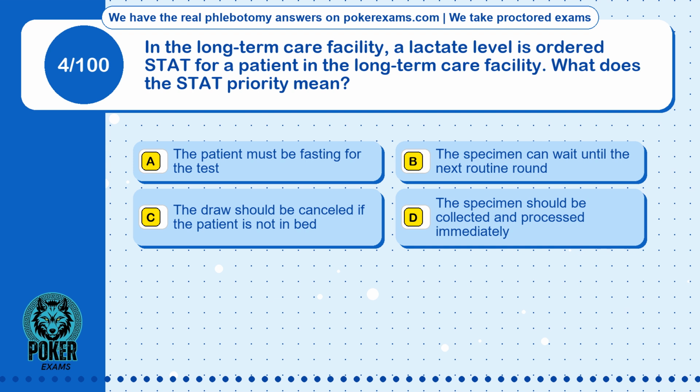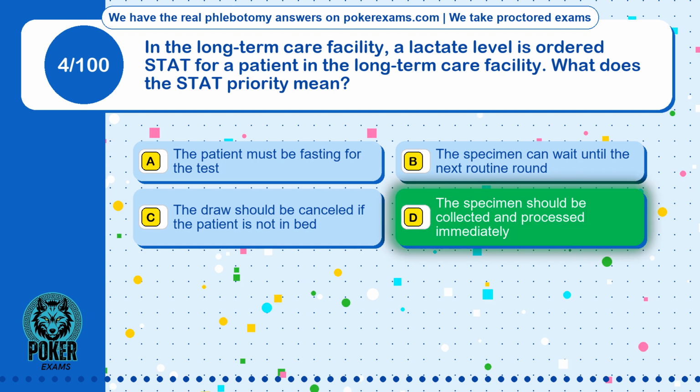Option C. The draw should be cancelled if the patient is not in bed. Option D. The specimen should be collected and processed immediately. The correct answer is option D. The specimen should be collected and processed immediately.